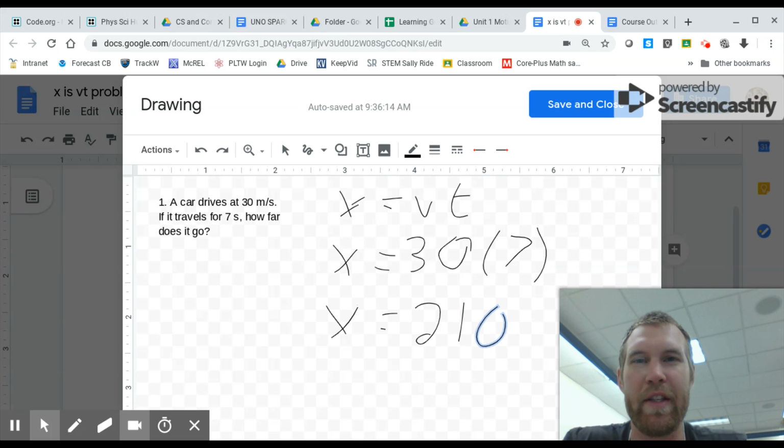So to calculate distance, you multiply the speed and the time. Here we take 30 meters per second times 7 seconds, and we get 210 meters as the distance. So we'll label that 210 m, or meters.